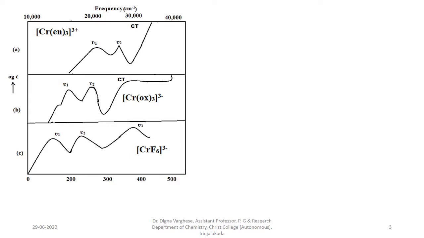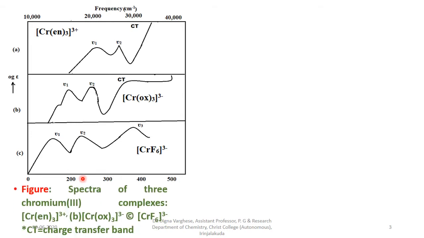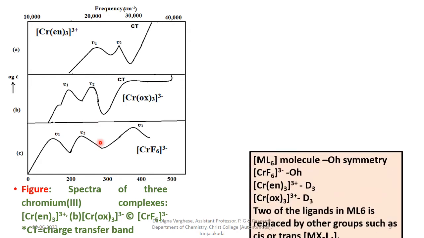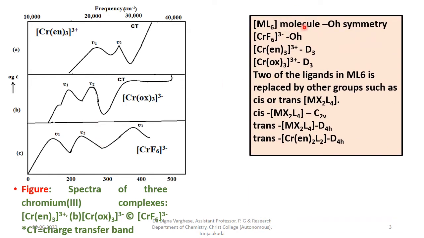We have seen the various electronic spectra of different complexes like chromium hexafluoride complex, chromium trioxalate complex and chromium triethylenediamine complex, and the spectra is different for each complex. From this, a perfect ML6 molecule has octahedral symmetry, and the chromium hexafluoride complex has octahedral symmetry.